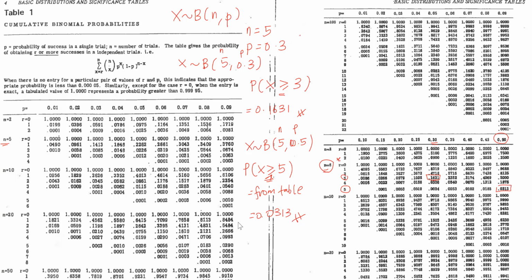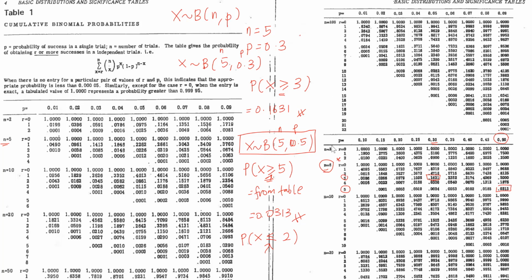Now what if the question asks you, using the same example, X approximates the binomial with n equal to 5 and p equal to 0.5, to find the probability when X is less than or equal to 2? Now we have the symbol of less than or equal to 2. Can you get the answer straight from the table?